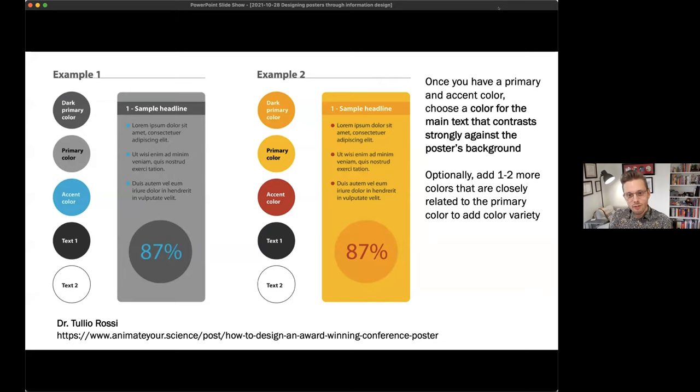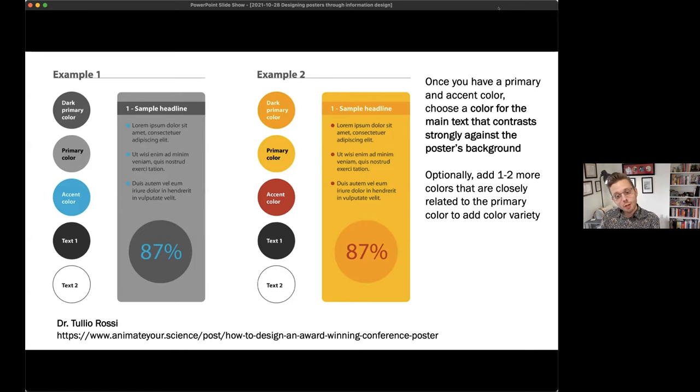So on this screen, we have two examples of very simple color palettes that demonstrate this. So in both of these examples, we have a primary color, which serves as the background. And then we have an accent color that's used to do things like accent specific numerical values. Optionally, you can also add a darker version or a lighter version of your primary color, and maybe one additional color for encoding another part of the text content in your poster. But that's really the most that you should be using in a poster.